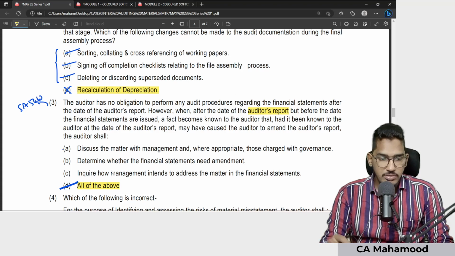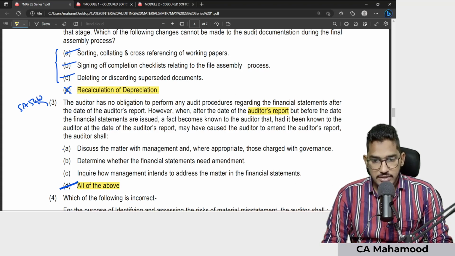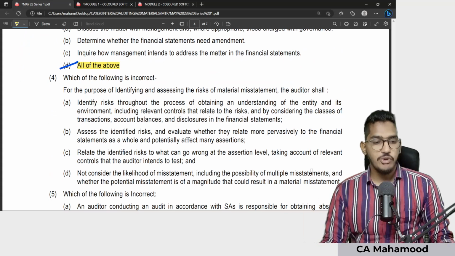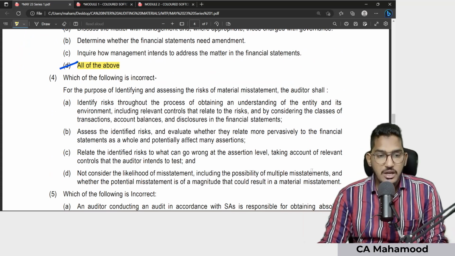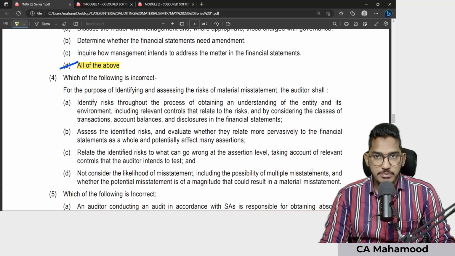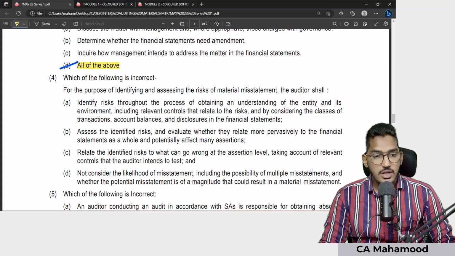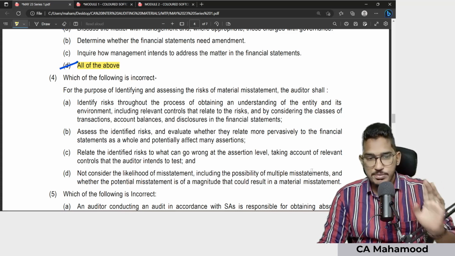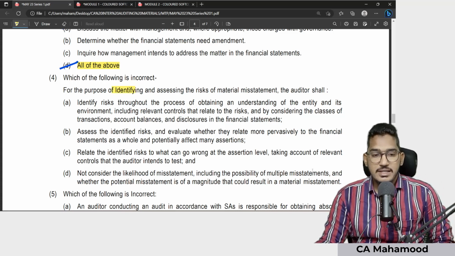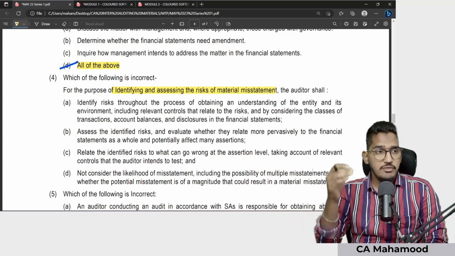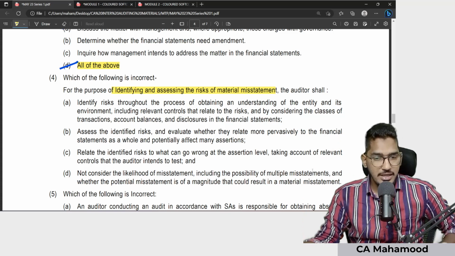So now let us talk about the next question. The next question is about which of the following is incorrect. They are asking you to find out the incorrect statement. For the purpose of identifying and assessing the risk of material misstatement, what shall the auditor do? So that means some correct options are there. There is one incorrect option that we need to find out. This is regarding risk assessment procedures. To identify and assess the risk of material misstatement, the auditor will do the following except one thing. What is that? Let us see.